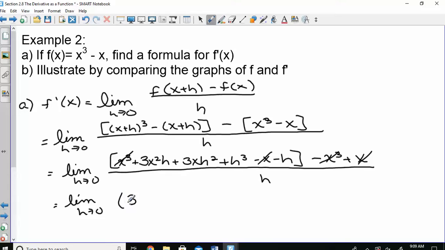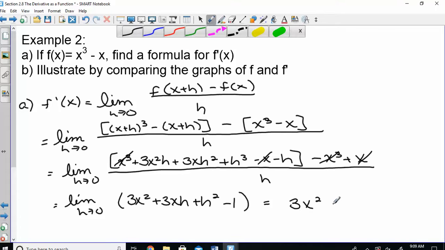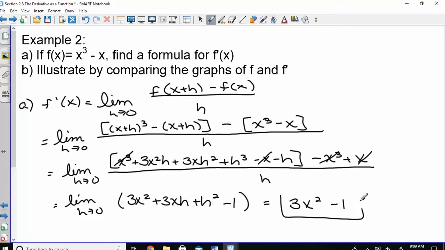Everything left is divisible by h, so if I go ahead and divide that, we get 3x squared plus 3xh plus h squared minus 1. So then if you plug in 0 for your h's, you get 3x squared minus 1. So that is my derivative.